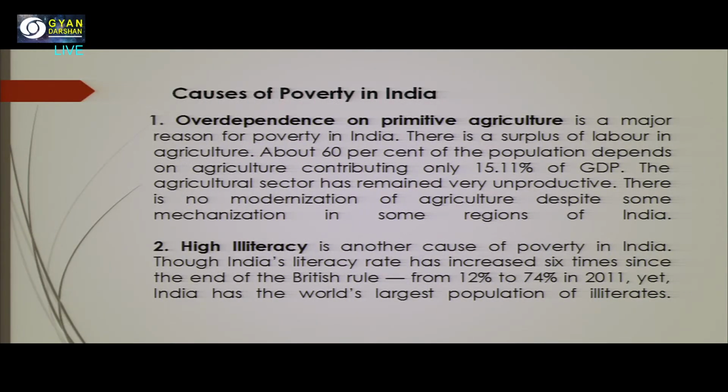The second one is high illiteracy. The literacy rate has increased from around 12% to around 74% across the years. But still, India has the most number of illiterates in the world. When you are illiterate, you don't have the capacity to earn more, and naturally the people who are not capable, their income will definitely be less.